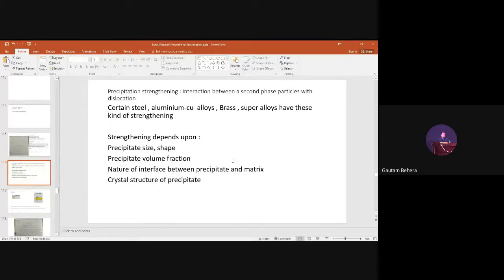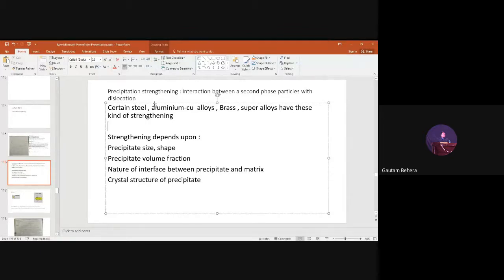Right? Anyways, so precipitation strengthening means strengthening is occurring due to the interaction of dislocations with the particles here. So there is an interaction between dislocations and precipitate particles, and that leads to the strengthening mechanism. A dislocation is moving in a material easily, but a moment will come when the dislocation will face a precipitate particle in front of it. So it will get stuck over there. It cannot move easily through the precipitate. So you have to apply more stress to move the dislocation again. That leads to a strengthening mechanism.